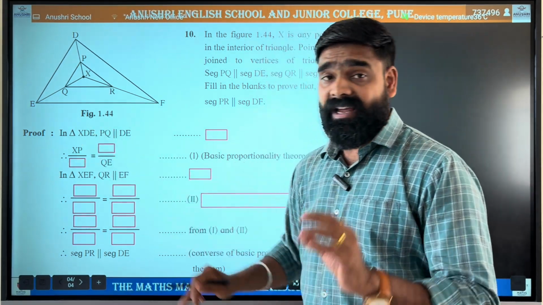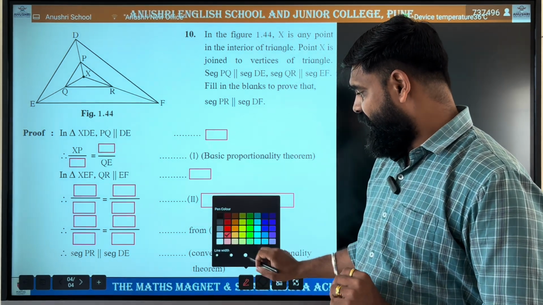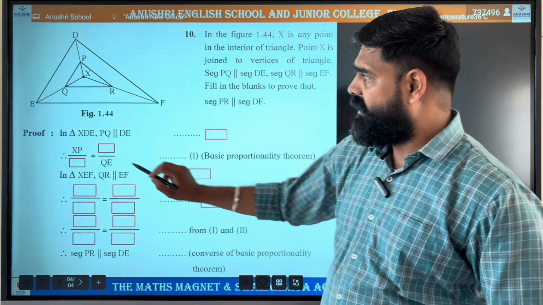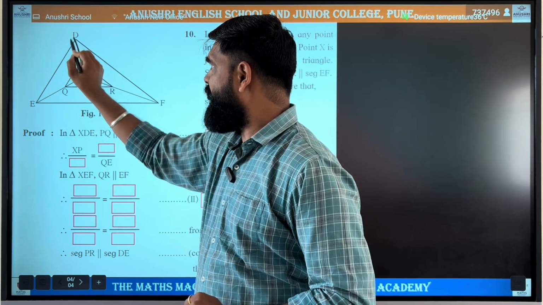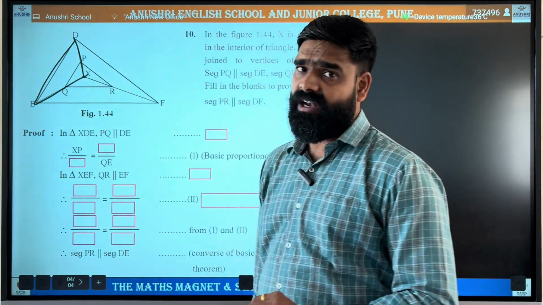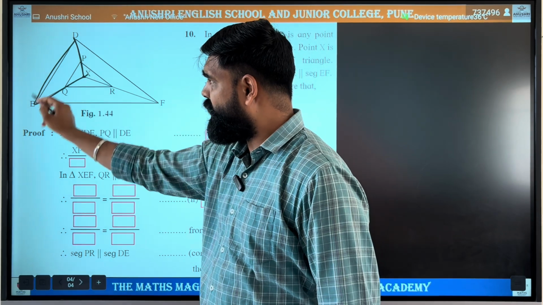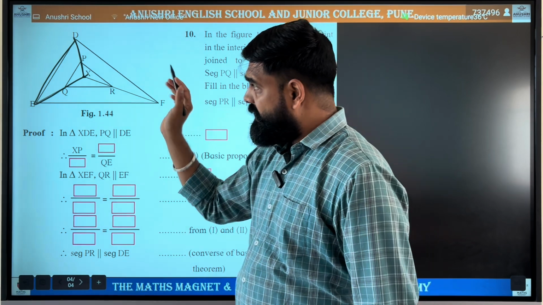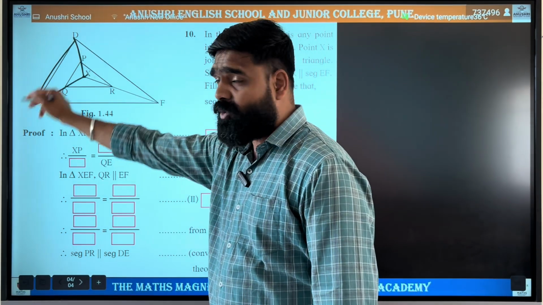So in triangle XDE, this triangle with vertices X, D and E, we have the information that PQ, this segment, is parallel to this segment. So we can say that PQ is parallel to DE.